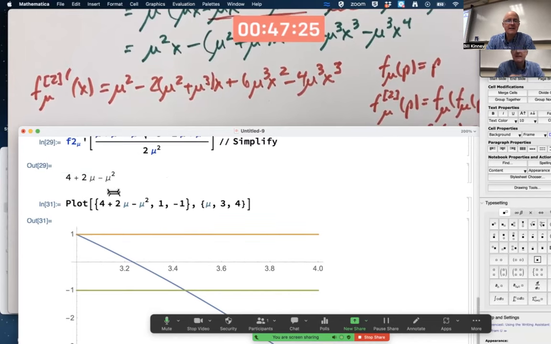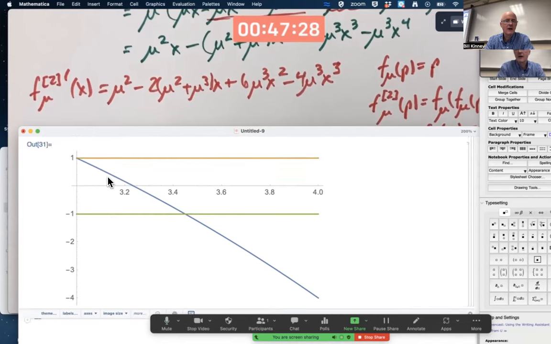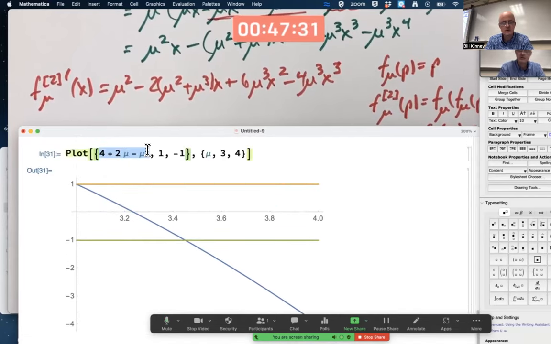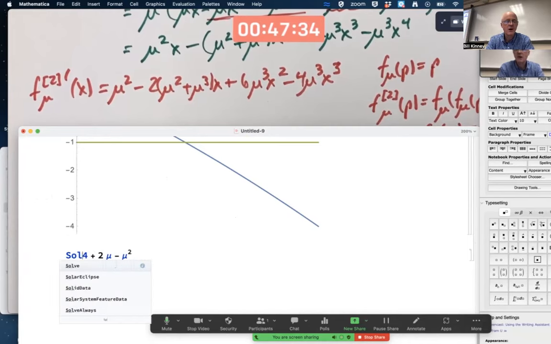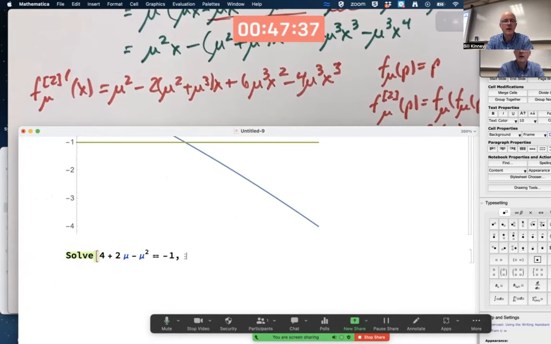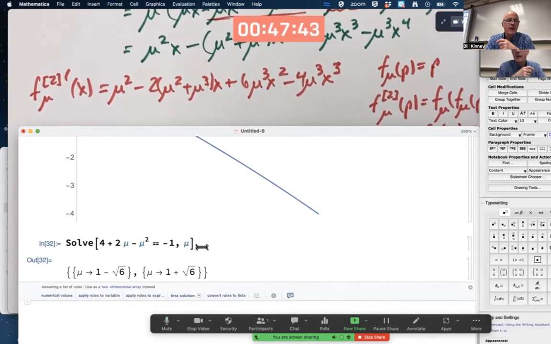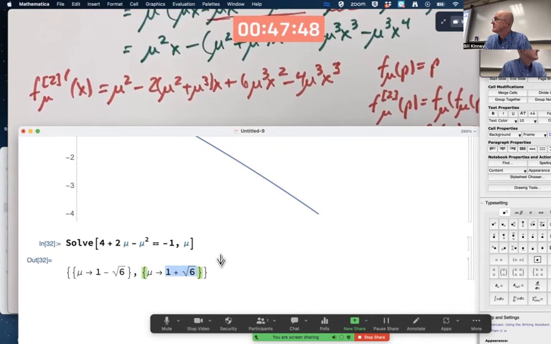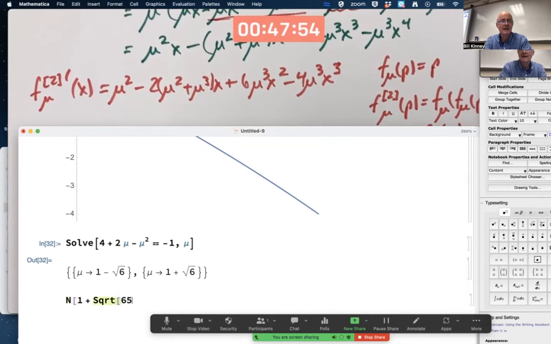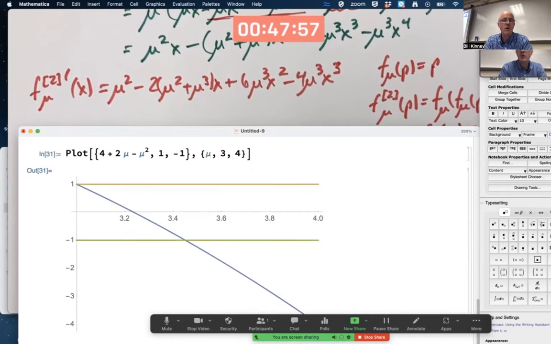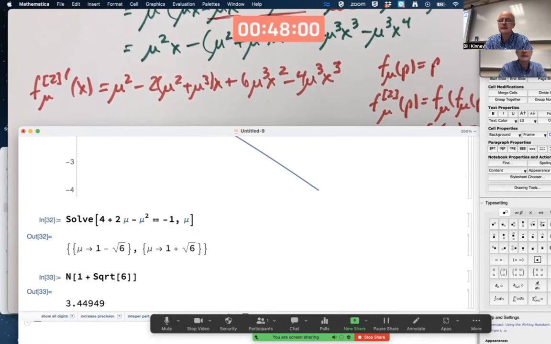If I wanted to figure out exactly, I'd want to figure out where this thing equals -1. Solve for where that is -1. 1 plus or minus square root of 6. The one that's going to be between 3 and 4 will be 1 plus square root of 6. That is the next bifurcation value. And yeah, it's about 3.45. That's our next bifurcation value.